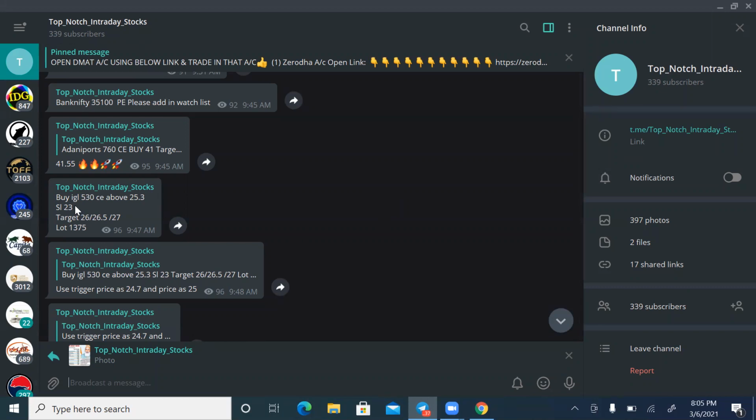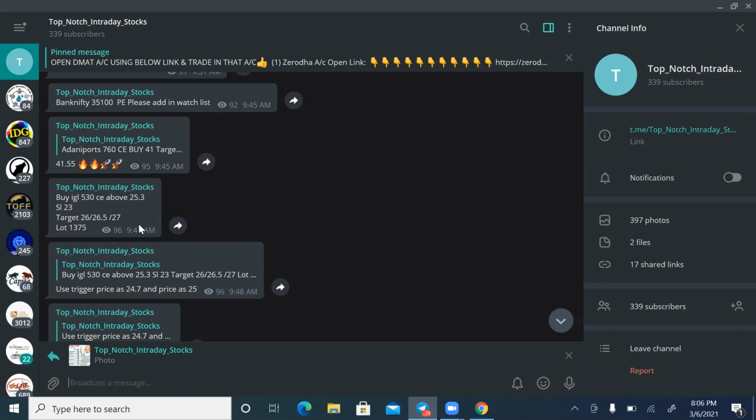Just taking an example, I have given one stock here, probably last Friday. You can see here, buy IGL 530CE above 25.3 and the SL is 23. Okay, so this is given at 9:47. Probably the price of IGL 530CE by this time would be a little lesser, maybe around 22 or 21.